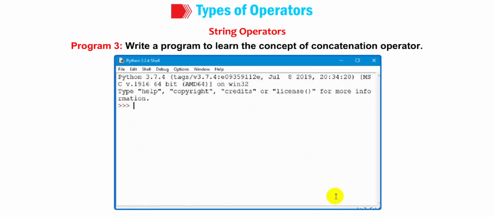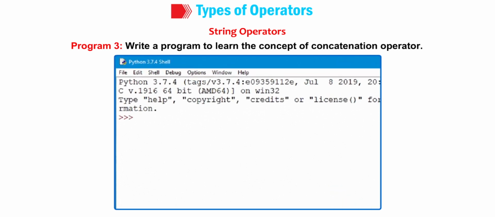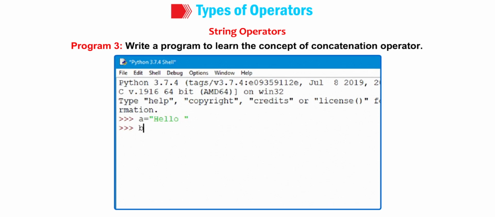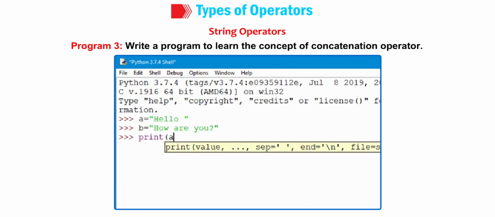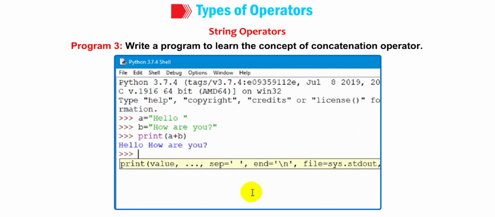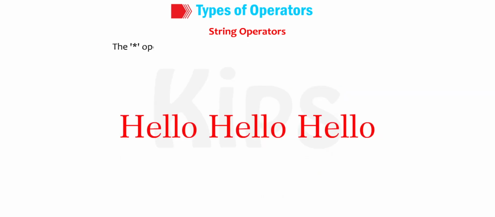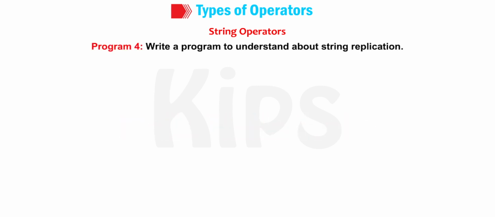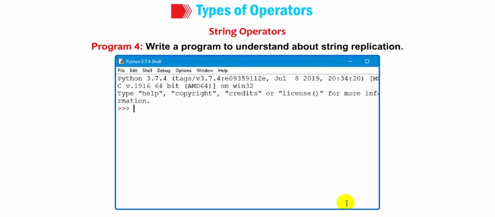Program 3. Write a program to learn the concept of concatenation operator. The asterisk operator is used to replicate a given string specified times. It is also known as replication operator. Program 4. Write a program to understand about string replication.